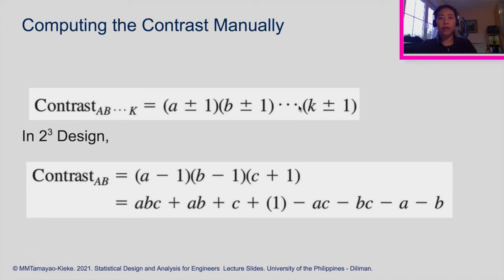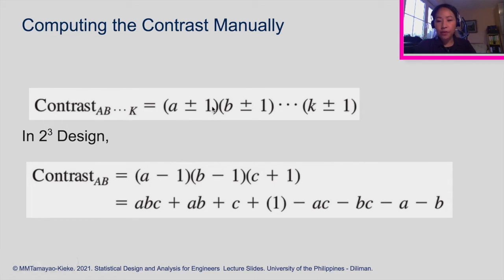But in cases where it is useful to compute the contrast manually, you can use a very simple formula, which is shown here. As you can see, you have the quantity (a plus or minus 1)(b plus or minus 1) up to (k plus or minus 1). You use minus if the factor is included, and plus if the factor is not included. And then in the final expression, you have to change 1 to parenthesis 1, which denotes the treatment combination where all of the factors are at a low level.